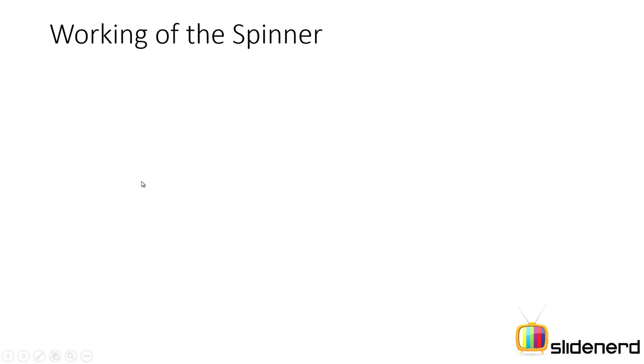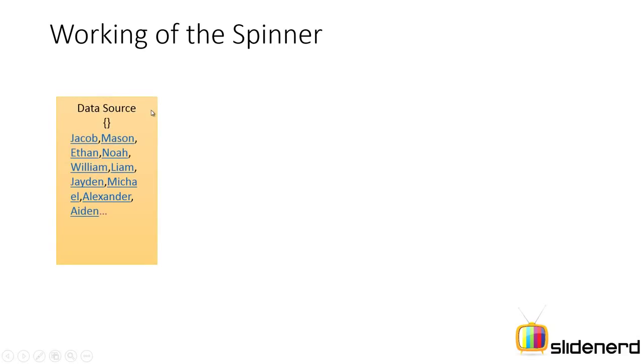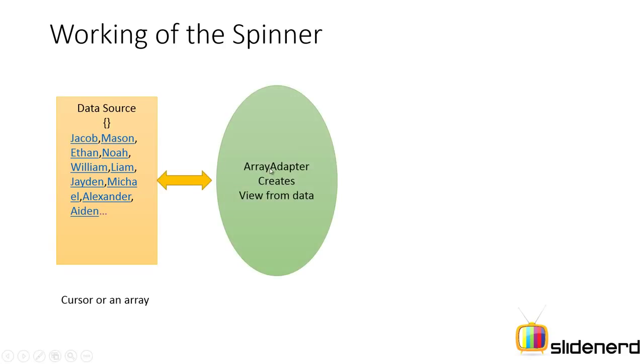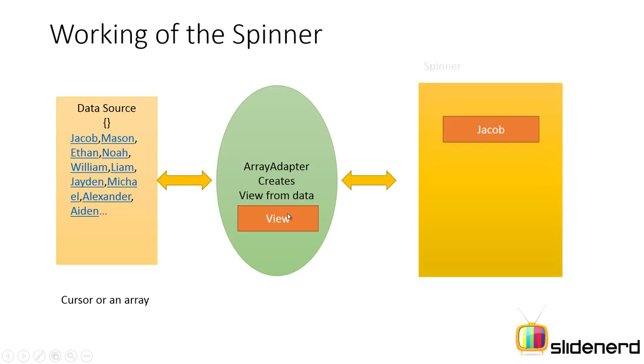So how does the spinner work with the adapter? Let us see. You have a data source. It can be a cursor or it can be an array. The spinner uses an array adapter that takes the data, creates a view from the data, and this view is passed to the spinner. The spinner keeps all the data in the list. As the user clicks on the arrow, all the remaining options are presented to the user. So this is how the adapter is responsible for taking the data and converting it into a view.